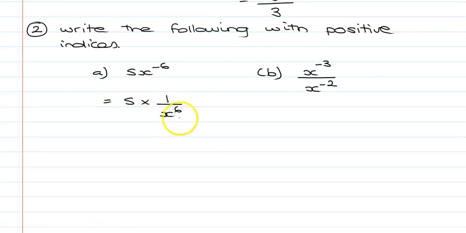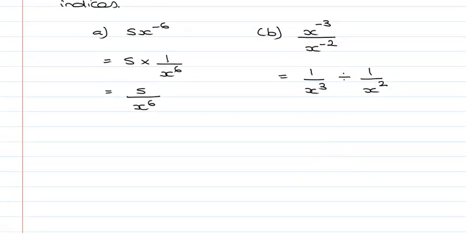Now we can rewrite that together, because it's just multiplying a whole number by a fraction, as 5 over x to the power 6. Let's look at this one over here. I'm going to do this one similar to the example above. This numerator is 1 over x cubed, divided by the denominator, which is 1 over x squared. Now, we can just turn this into a multiplication problem like above.